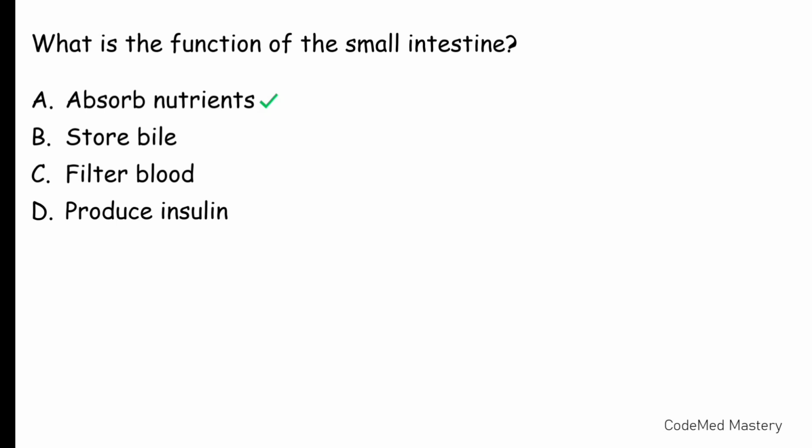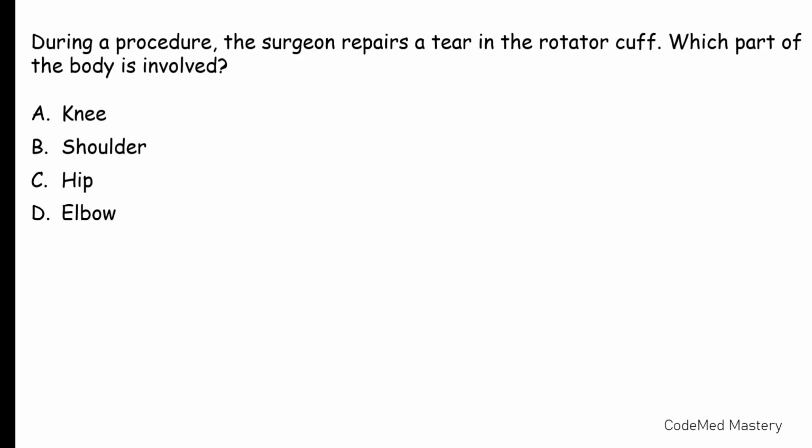Next question. During a procedure, the surgeon repairs a tear in the rotator cuff. What part of the body is involved? Option A, knee. Option B, shoulder. Option C, hip. Option D, elbow. Can you think of the right answer? The right answer is option B, shoulder. The rotator cuff is a group of muscles and tendons surrounding the shoulder joint. So the correct answer will be shoulder.